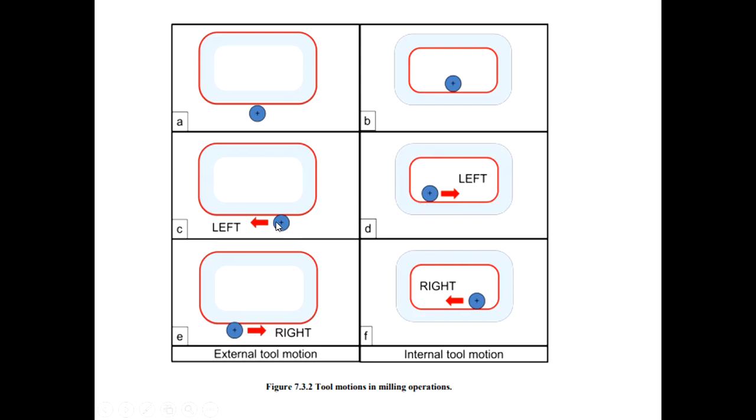Now if the direction is reversed for the cutter, so in this direction your cutter is moving, your compensation will be on the right hand side of the program surface. And for internal also, if you are changing the direction of motion, you have to compensate to the right hand side of the program surface. So this one is the external tool motion and this one is the internal tool motion. In which direction you are moving and whether you have to compensate on the left side or right side of the programmed surface, based on that you have to use the G41 code or G42 code.